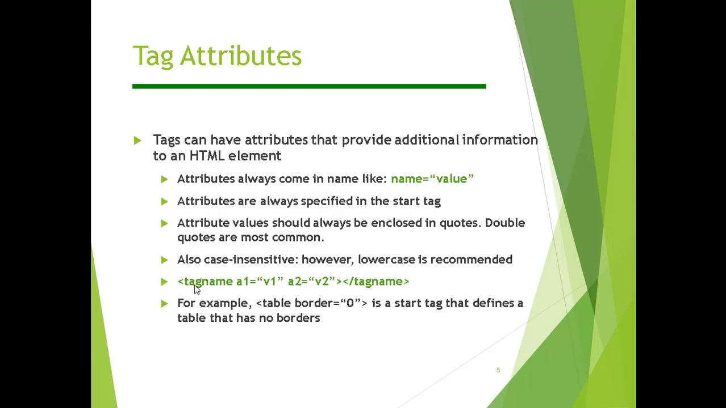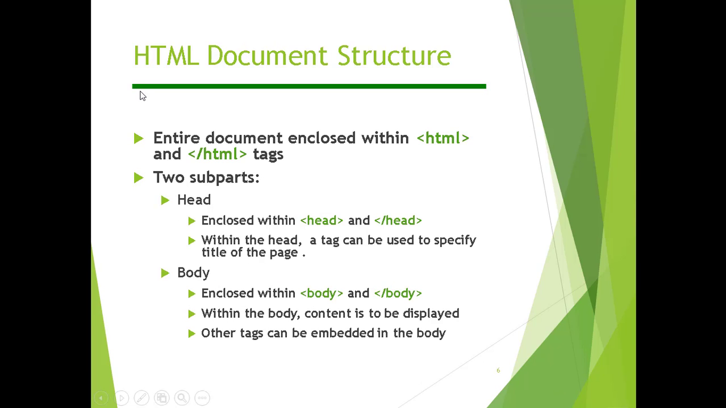Here let us see the syntax for that. That is a tag name, along with the tag name, attribute 1 is there. Value 1 will be assigned to attribute 1. Again value 2 will be assigned to attribute 2, and it will end with an end tag. For example, a table tag has an attribute called border and the value is 0. 0 means that the table does not have a border.